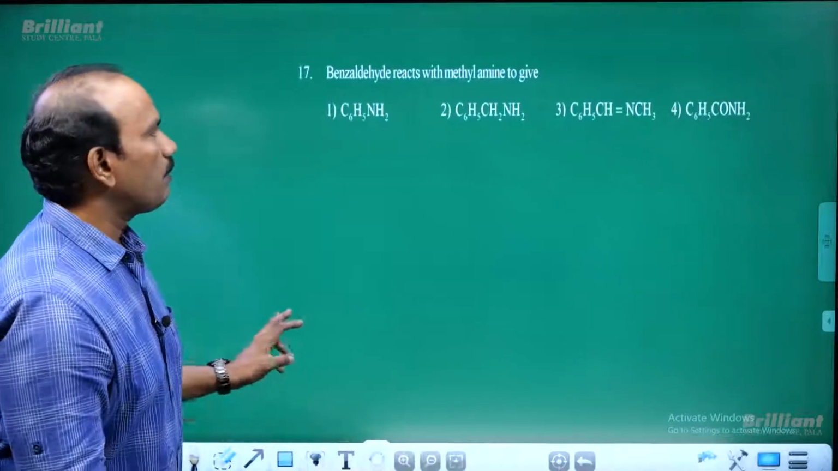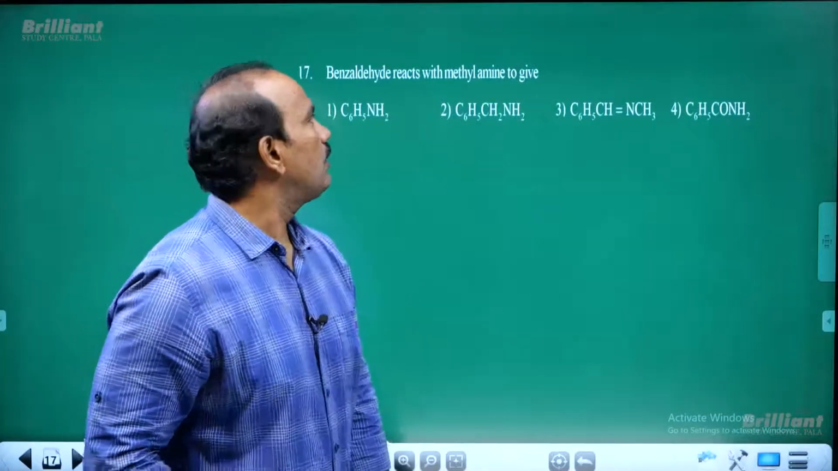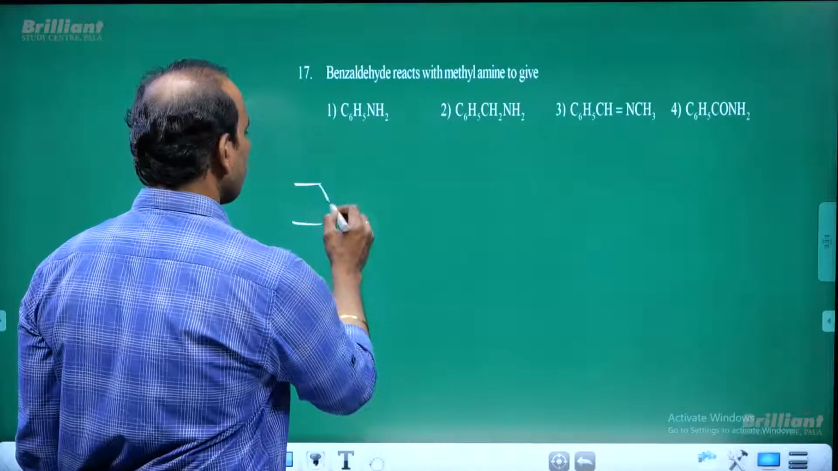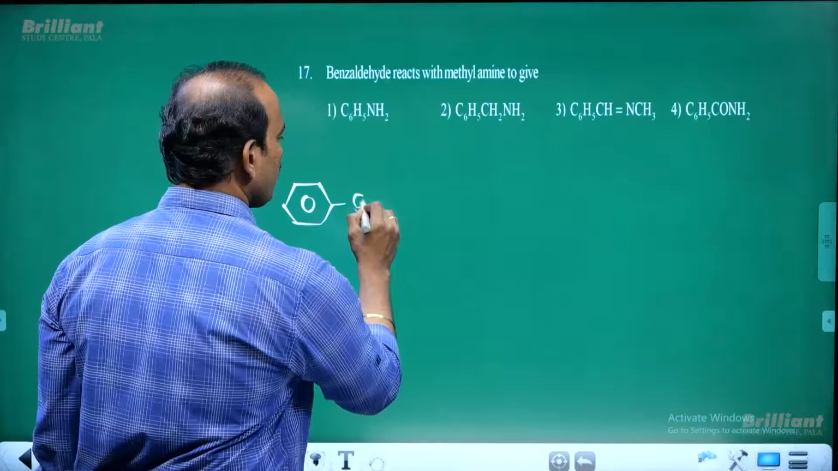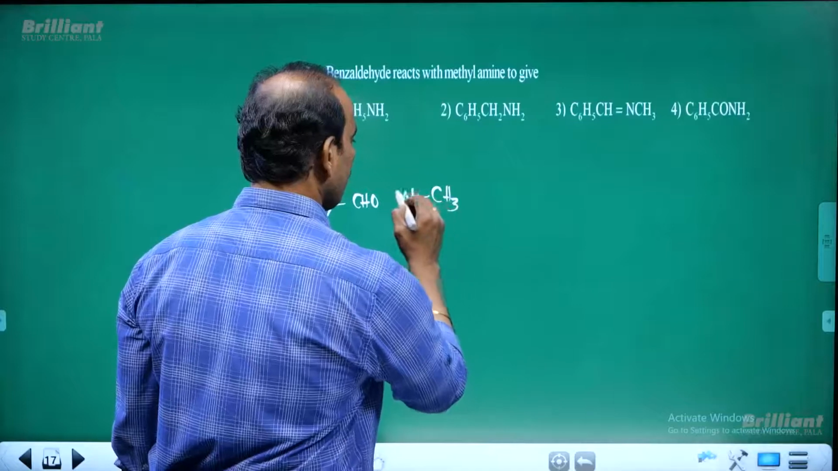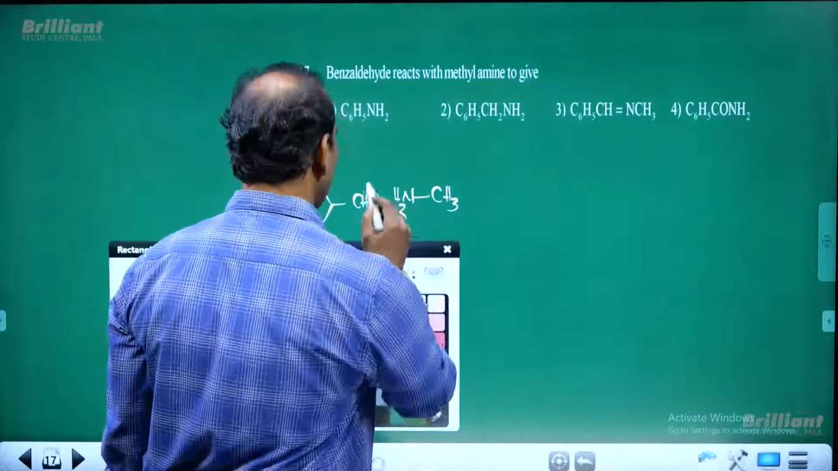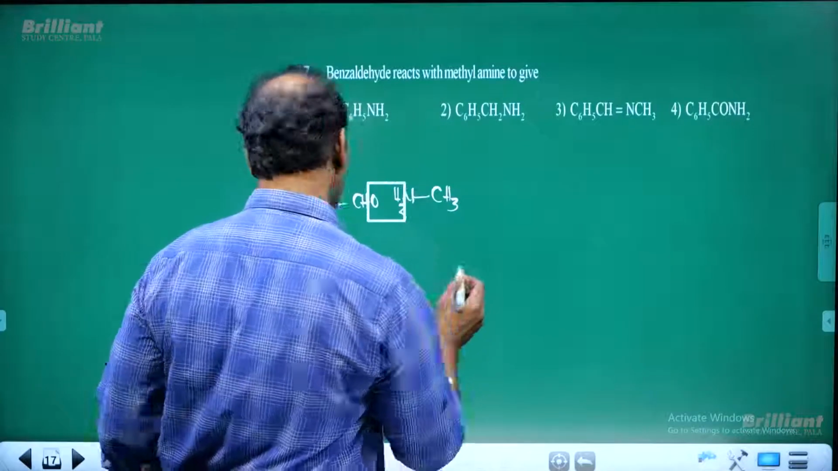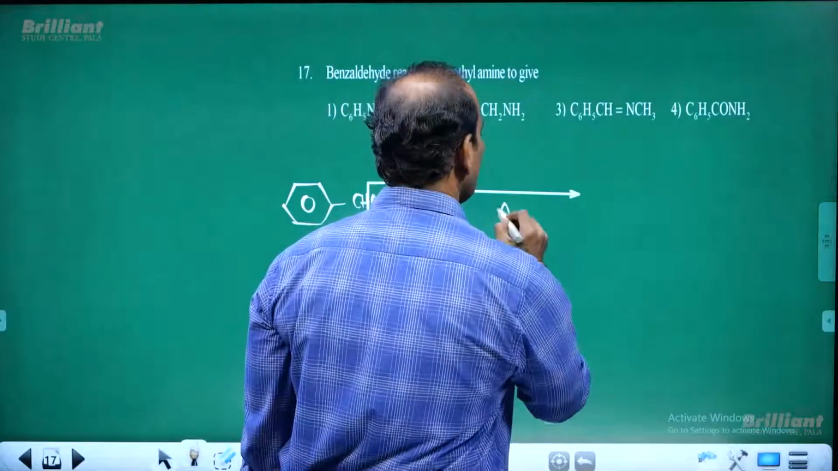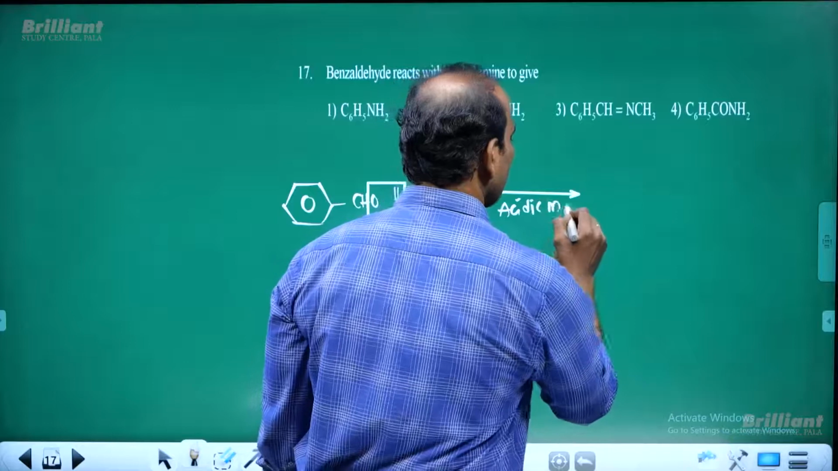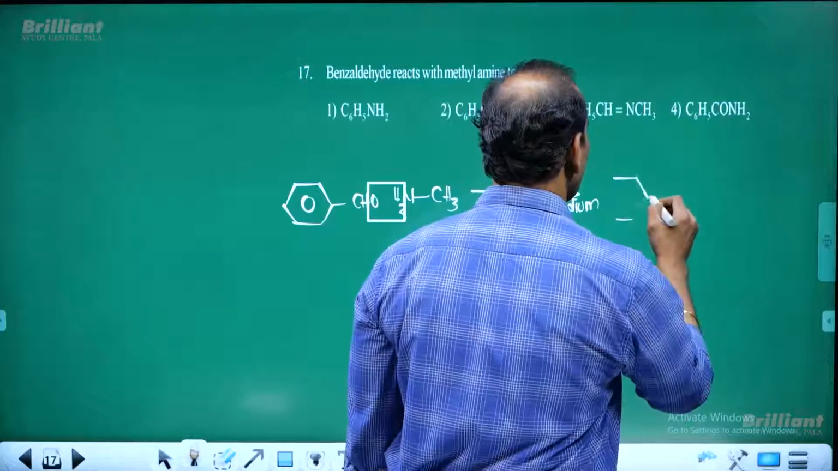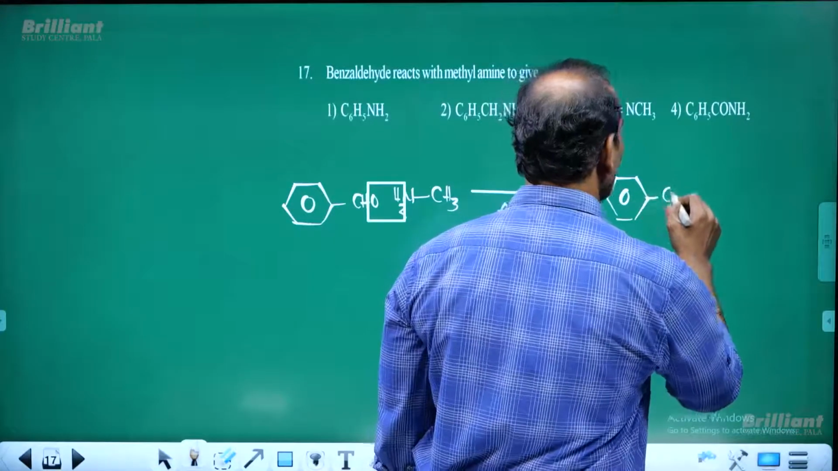The next one. Benzaldehyde reacts with methylamine. Important. Then benzaldehyde reacts with methylamine in the presence of acidic medium to form compounds. These are called Schiff's bases.